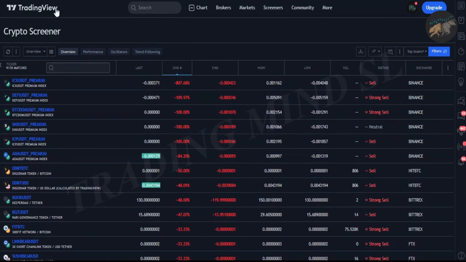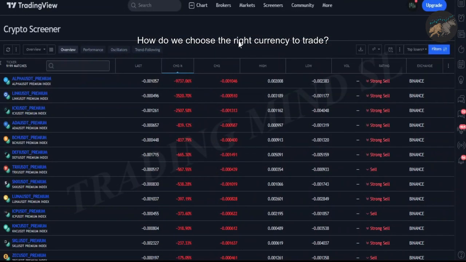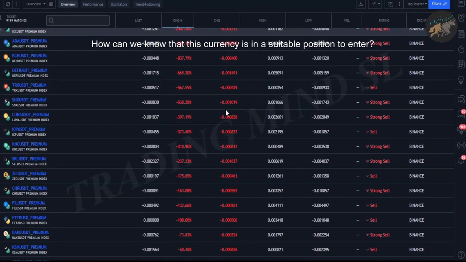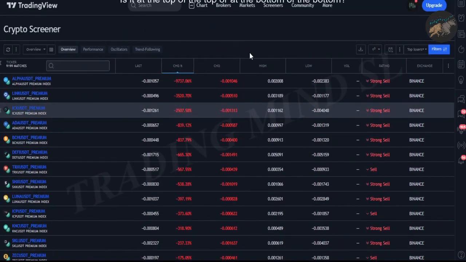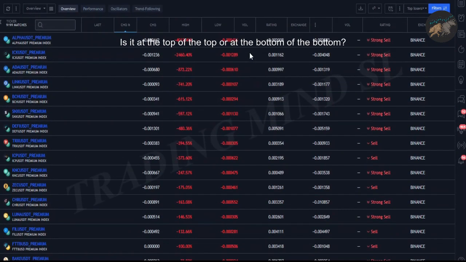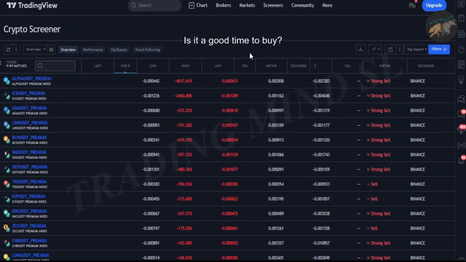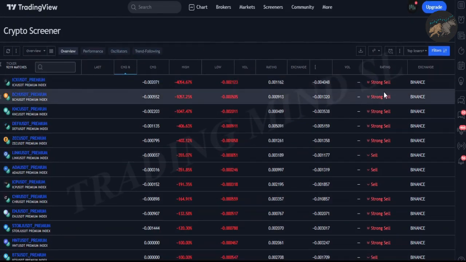But questions remain. How do we choose the right currency to trade? How can we know that this currency is in a suitable position to enter? What is the trend of this currency and the amount of funds that are pumped in its favor? Is it at the top of the top or at the bottom of the bottom? Is it a good time to buy? Well, that's why we uploaded this video, to talk about these strategies.